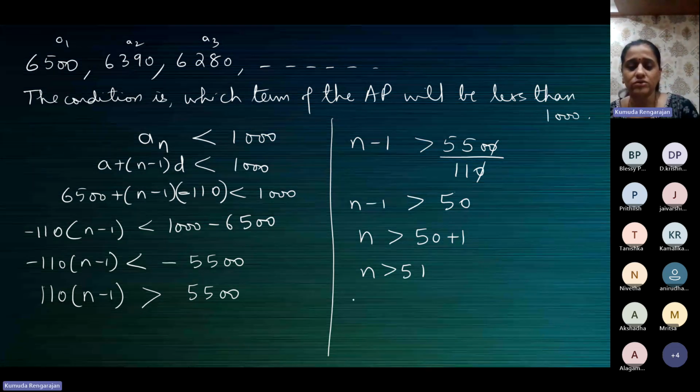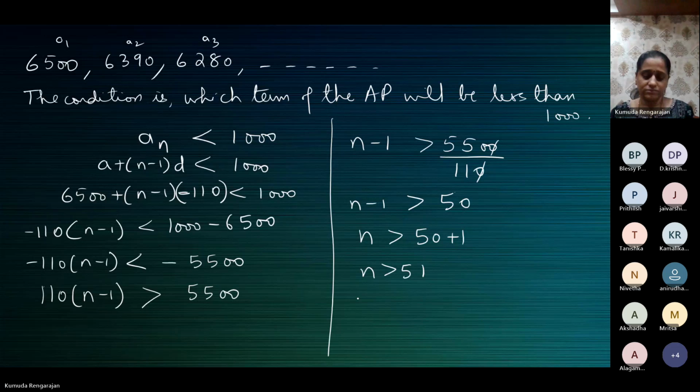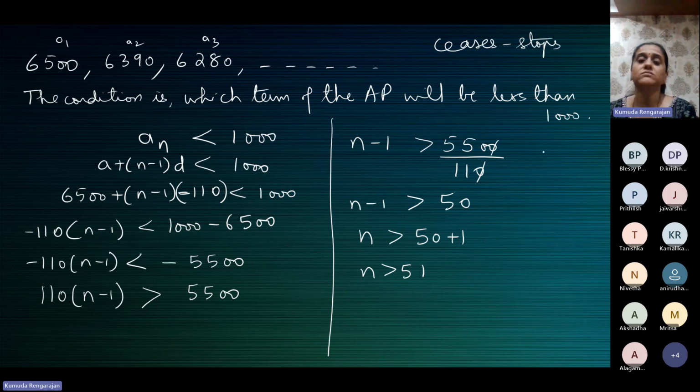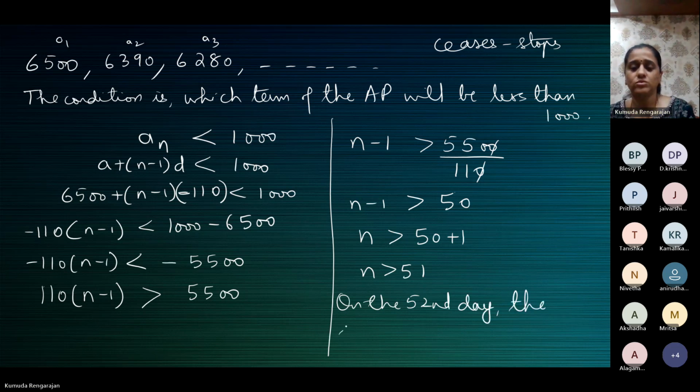You can even check that. Find on which day the show ceases to be profitable. Ceases meaning stops being profitable. So on the 52nd day, the show will cease to be profitable.